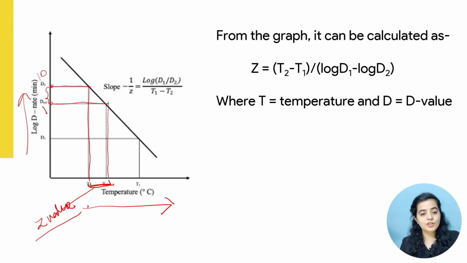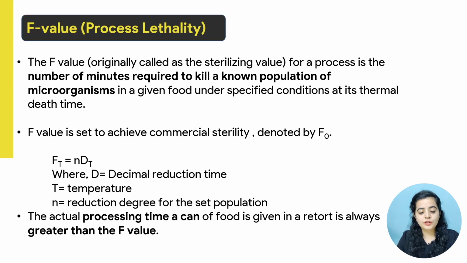And similar to the explanation we did in D calculation, similarly we can find the value of Z as T2 minus T1 divided by log D1 minus log D2. Here D is your D value or decimal reduction time, and T is your temperature. So in the same way, the slope of this curve is minus 1 by Z. Next we move on to another concept known as process lethality or the F value. Now whenever we are performing thermal operations, we want to study all the parameters to optimize the conditions in order to make the food commercially sterile.